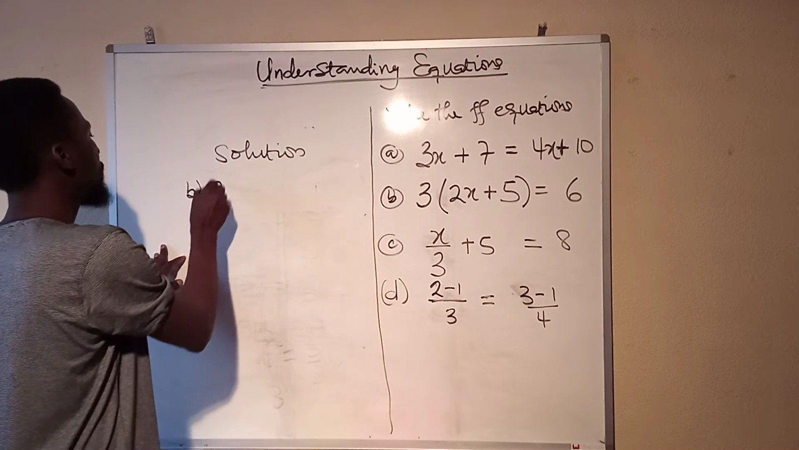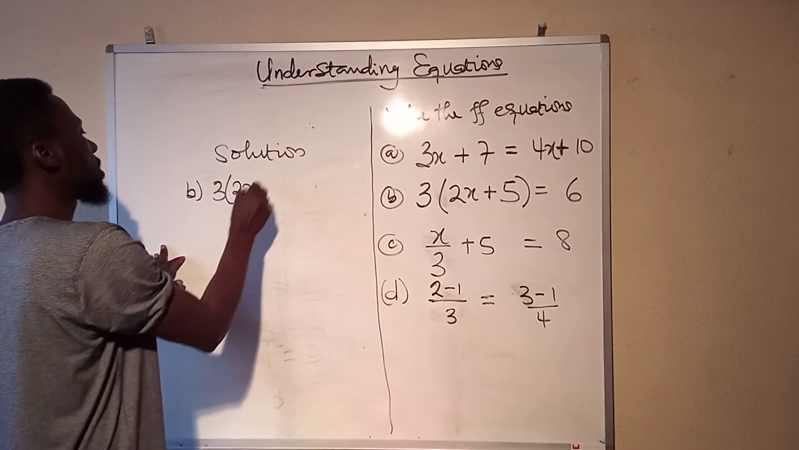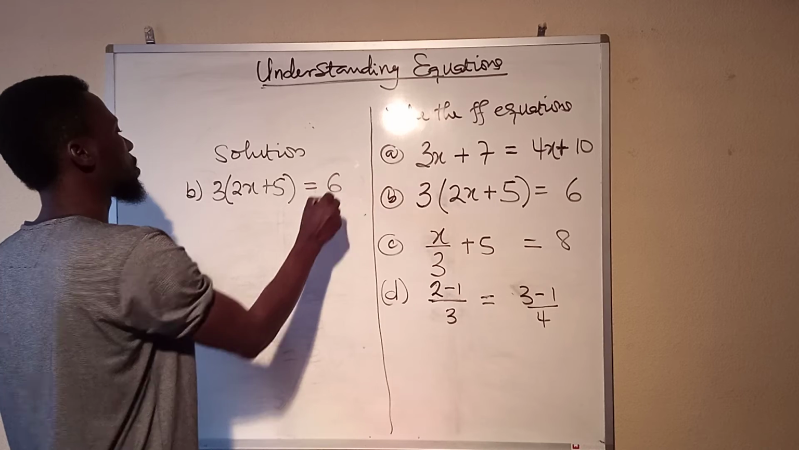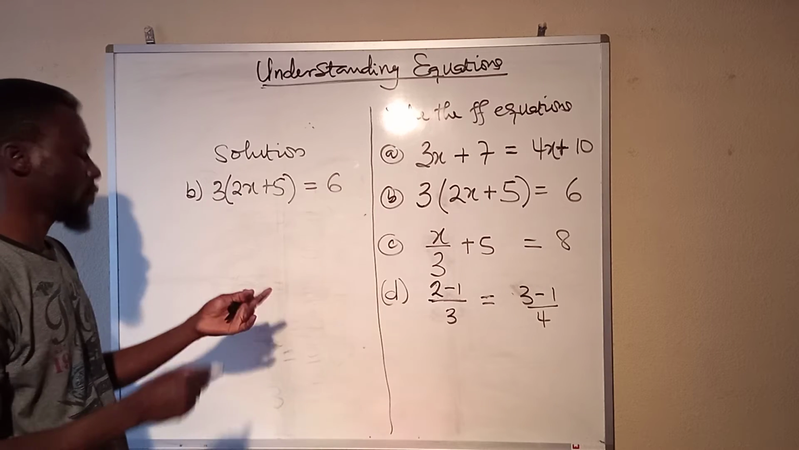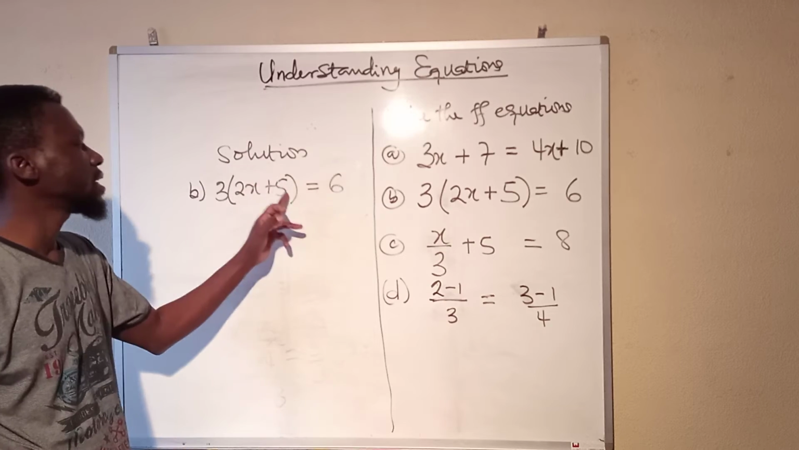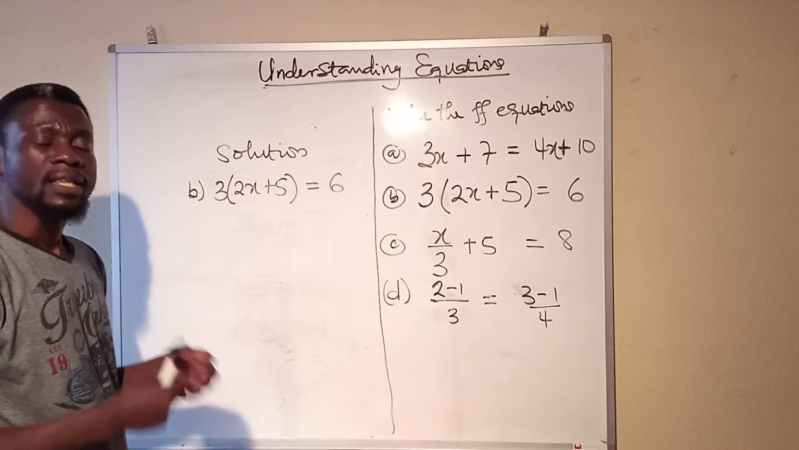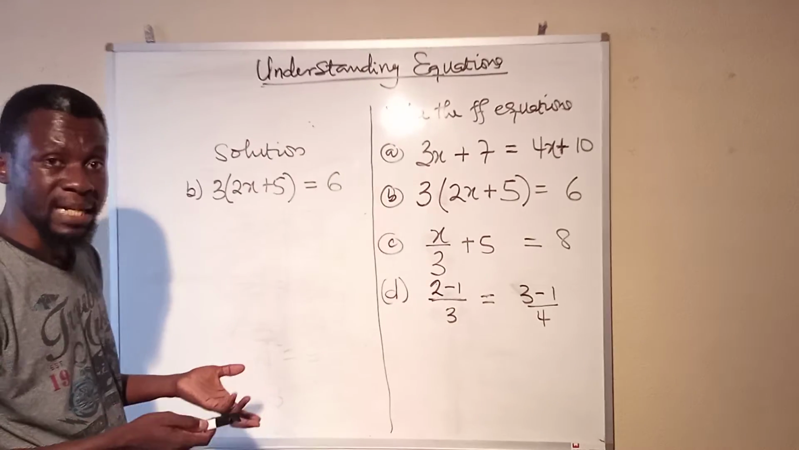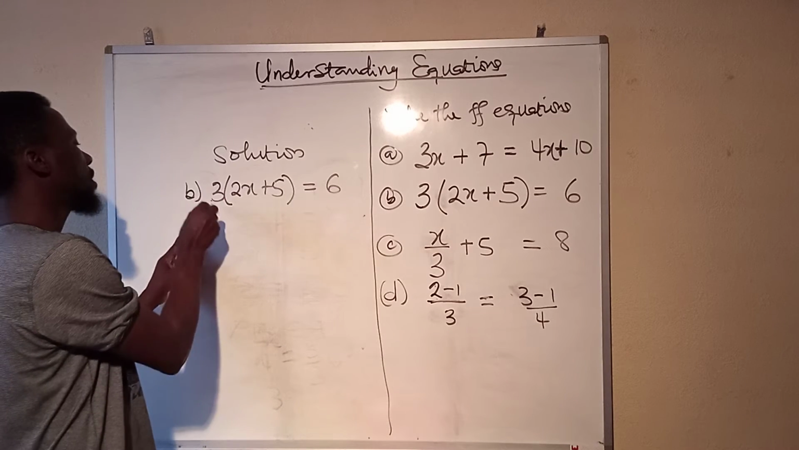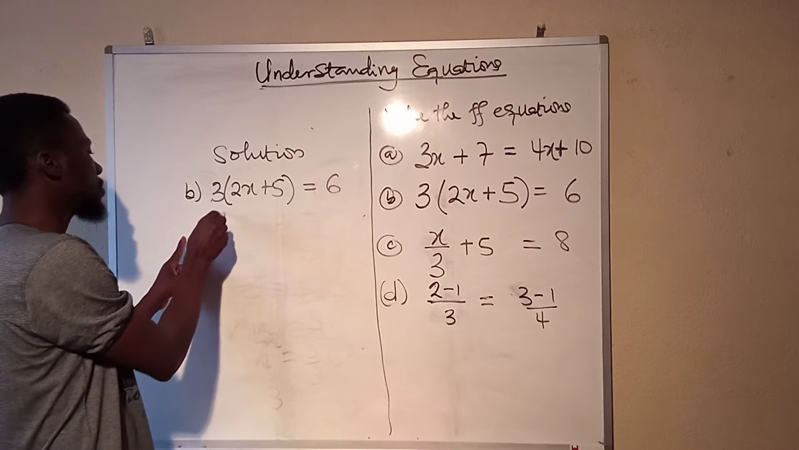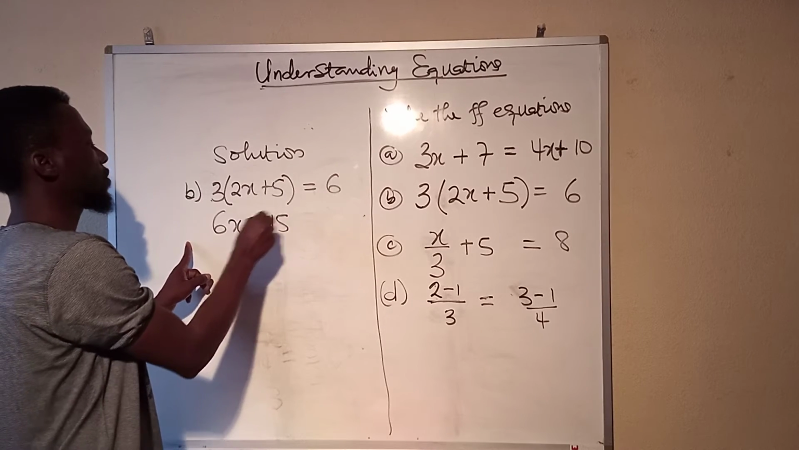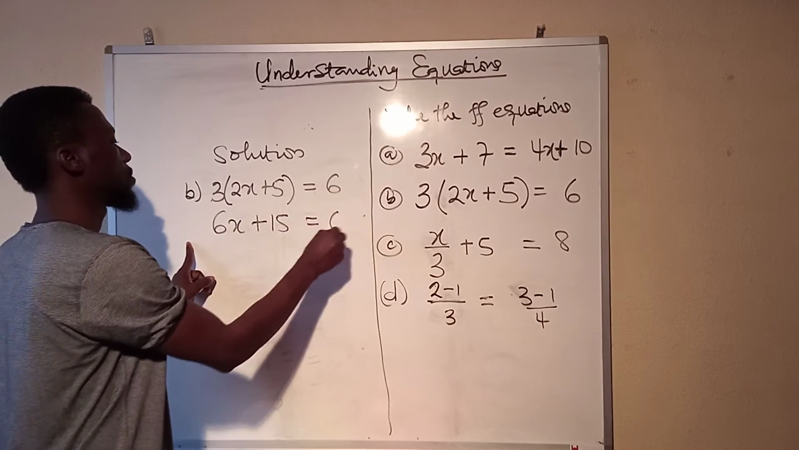So B, we have 3 into brackets 2x plus 5 is equal to 6. Now, whenever we see a number in front of the bracket, what it means is that the number outside the bracket is multiplying all that is inside the bracket. That process is called expansion. We are expanding. So we take 3 to multiply 2x. 3 times 2 is 6. Then you attach the x, so this will give us 6x. 3 times 5 will give us 15. This is equal to 6.